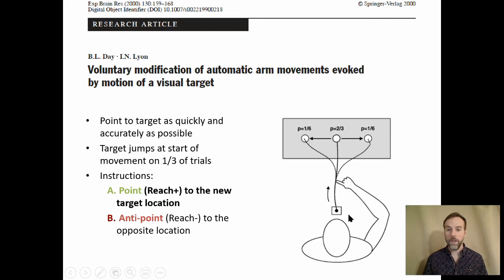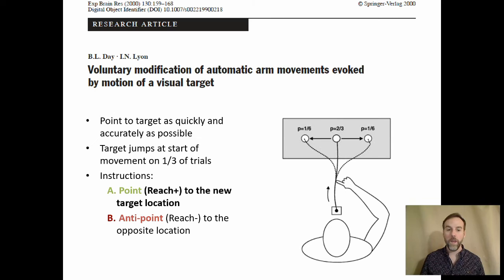It's pretty simple. You have a participant seated with a desk in front of them, and they have their finger on this button, and there's a target in front of them. So the target always starts in front of them. And we'll look at an animation of this in a moment. So the participant's task in the first condition, called pointing or reach positive, is simply to lift their finger off the button when they're ready and make a quick reaching movement to the center target. So they just move forward to the target in front of them.